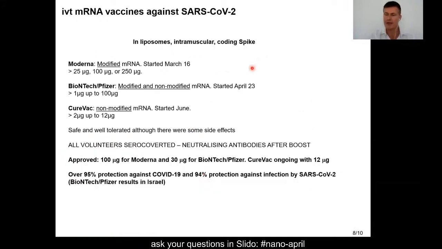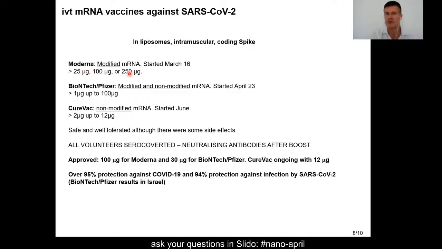Now for the COVID-19 vaccines, the three big companies have been working since the beginning of 2020 on the vaccines, and they all came up with the mRNA vaccine in liposomes that is given intramuscularly and that is coding for the spike of SARS-CoV-2. First to start was Moderna, who is using modified mRNA. The name Moderna means modified mRNA. They use only modified mRNA, and they injected the first healthy volunteers on March 16.